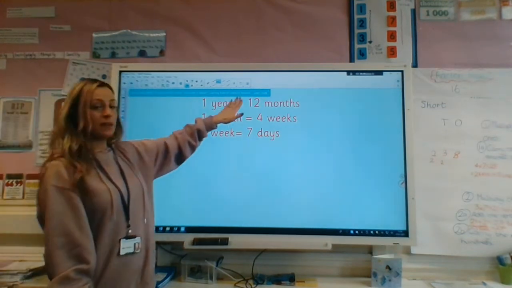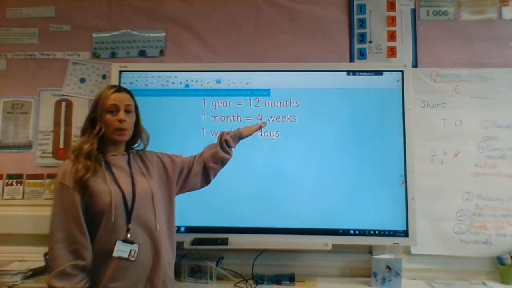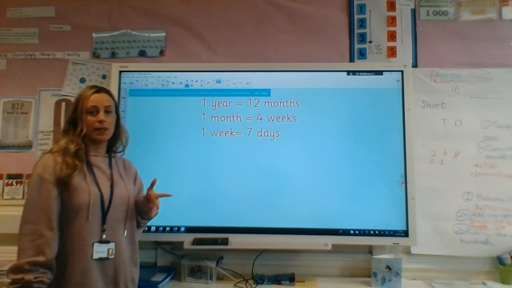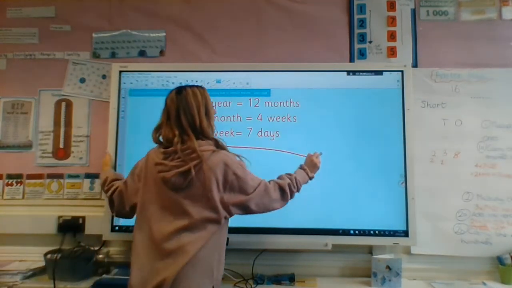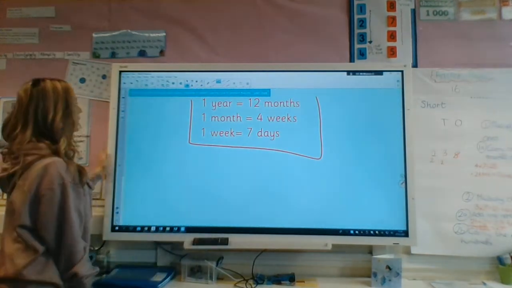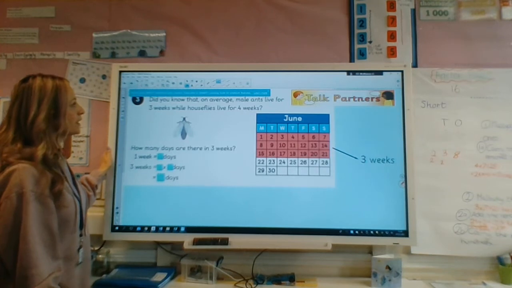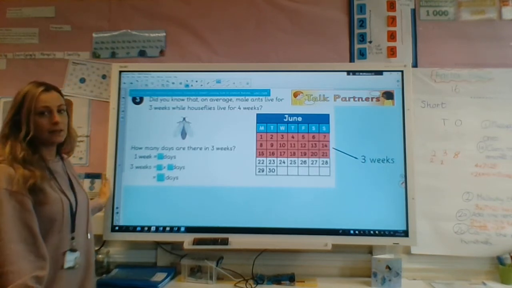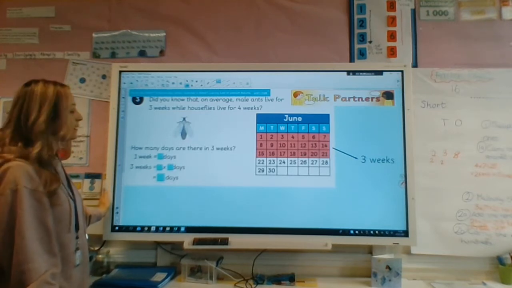So in 1 year there's 12 months. In 1 month there's usually 4 weeks. And then in 1 week there's 7 days, so Monday, Tuesday, Wednesday, Thursday, Friday, Saturday and Sunday. So you need to remember these things to help you with today's learning. So here it says, did you know on average a male ant lives for 3 weeks while a housefly lives for 4? How many days are in 3 weeks?